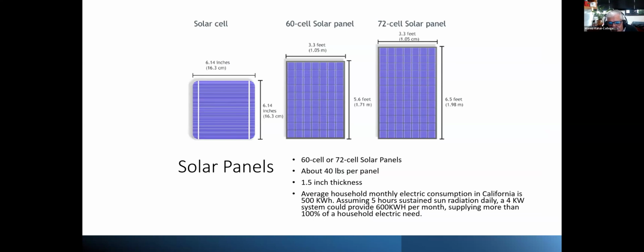As I mentioned, the average household consumption in California is 500 kilowatt hours monthly, assuming 5 hours of sustained sun radiation. If you have a 4 kilowatt system, it provides 600 kilowatt hours per month, and that's more than 100% of the household's electric need. So how can you provide a 4 kW system? What is the size?